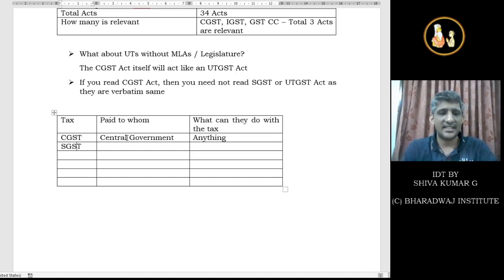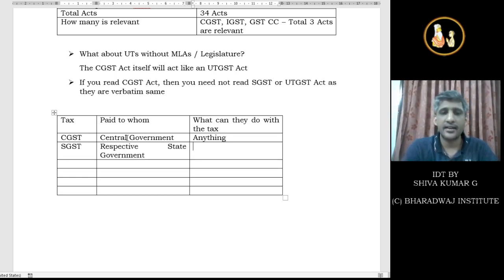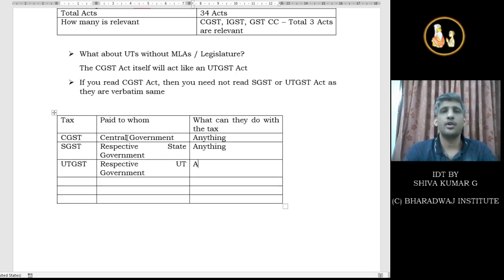So SGST, who gets that? The respective state government will get it. Again, what can they do with the tax? Same. Anything. UTGST, who will get the tax? The respective UT government will get the tax. Again, what can they do with the money? Anything they can do with the money.